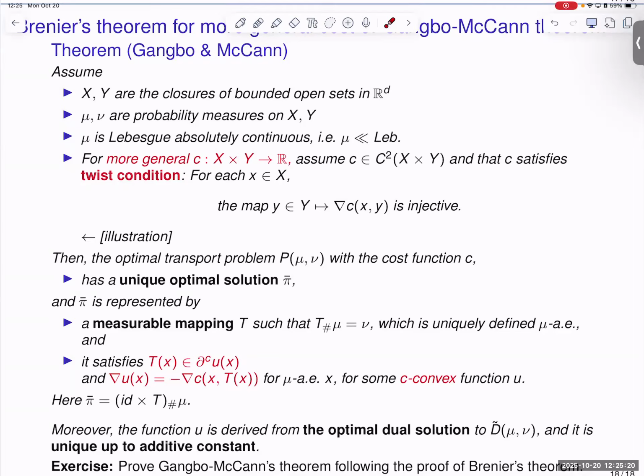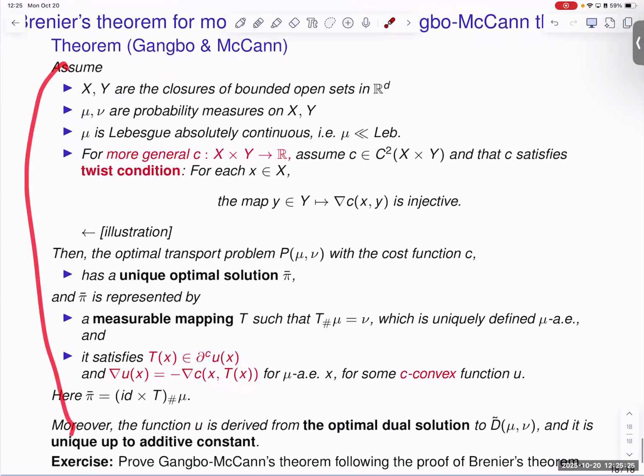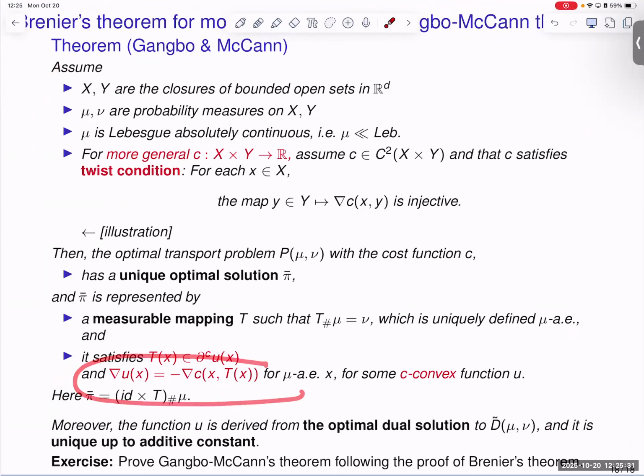And there, this is almost the same as the previous Brenier's theorem, except that you have this relation between u and the mapping T. U is a C-convex function coming as an optimal solution to the dual problem, and the relation between the mapping T and u is given by this.